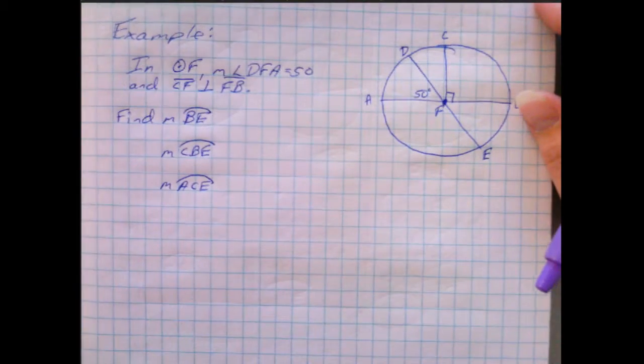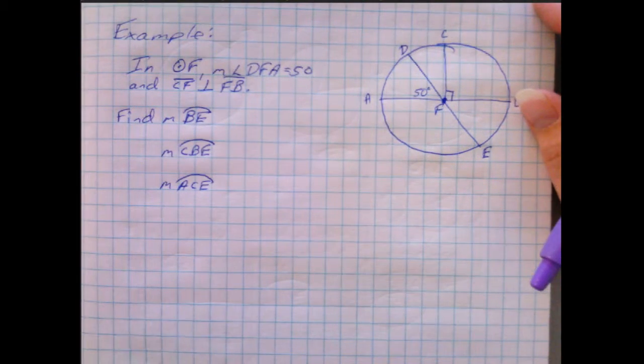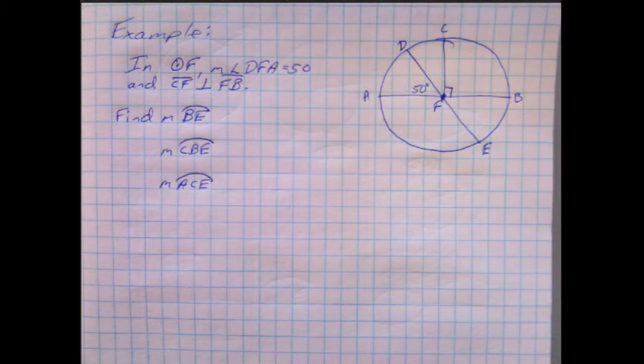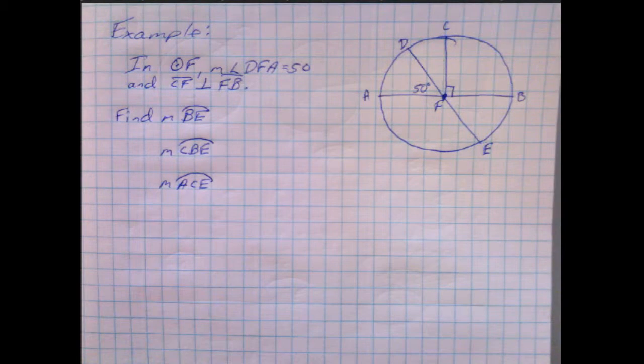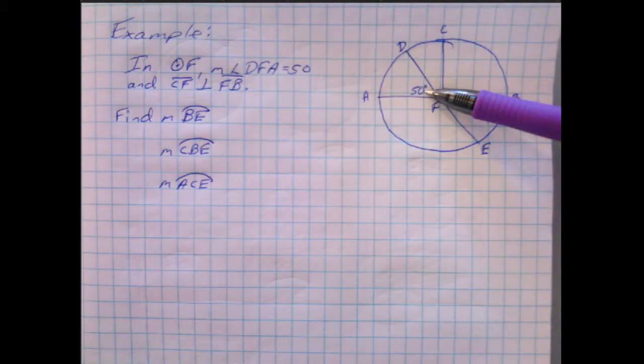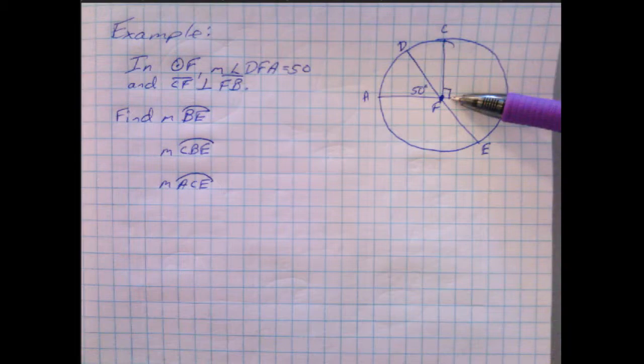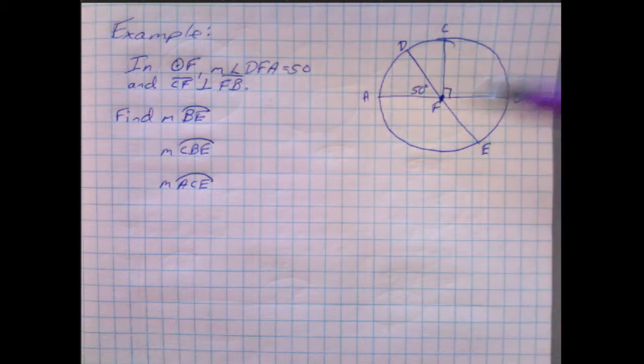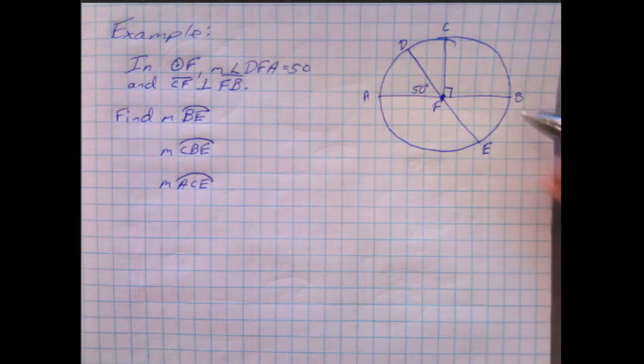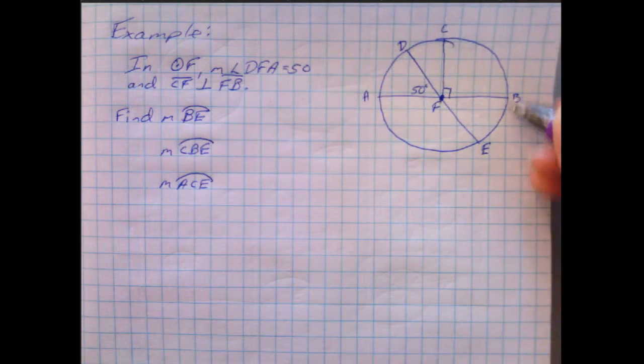So we have an example here. We're going to do a few different things. For this one, we're looking at circle F. We have the measure of angle DFE is 50, so I have that marked on there for you. And then we also know that CF is perpendicular to FB, and I also have that marked with this right angle symbol. Okay, so we're going to be finding 3 different pieces. The first one is arc BE. That's this arc right over here.